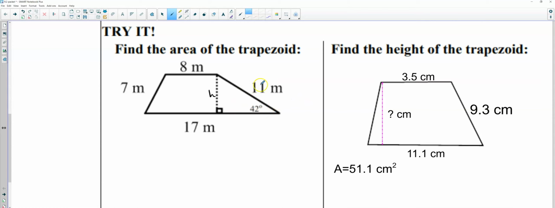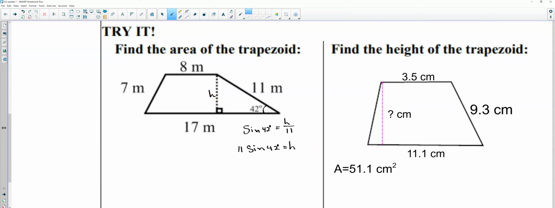Well, notice we have 11 meters for the hypotenuse of this right triangle. This side is opposite to the angle. So opposite and hypotenuse would be the sine ratio. The sine of 42 degrees is equal to the opposite over the hypotenuse. Take the 11 and multiply it on both sides, right? So 11 sine of 42 degrees would give me h, which is the height. So I'm looking for that height.